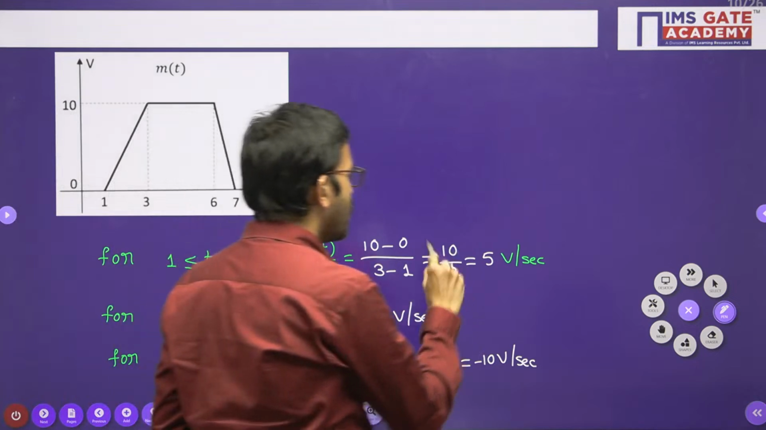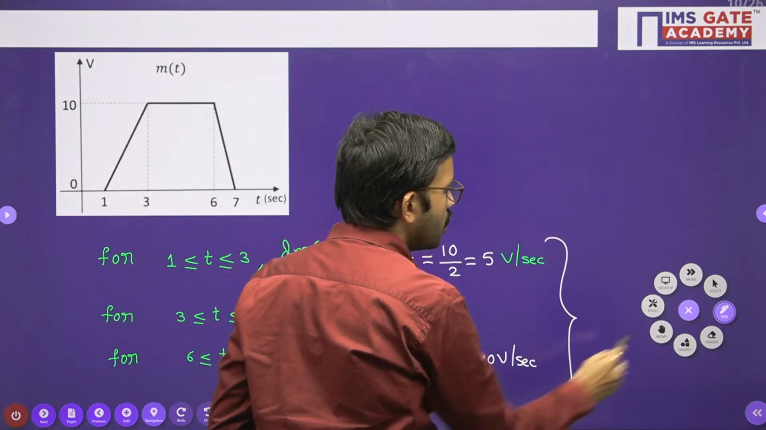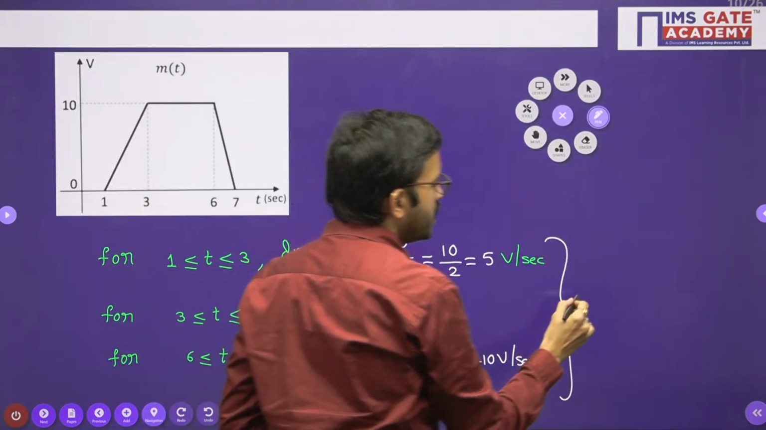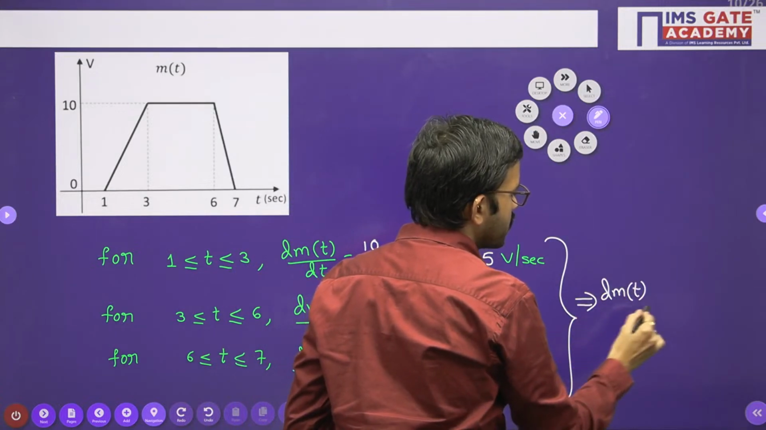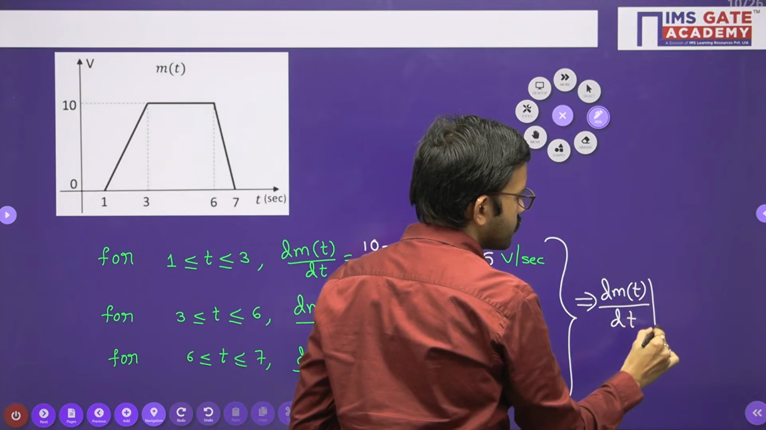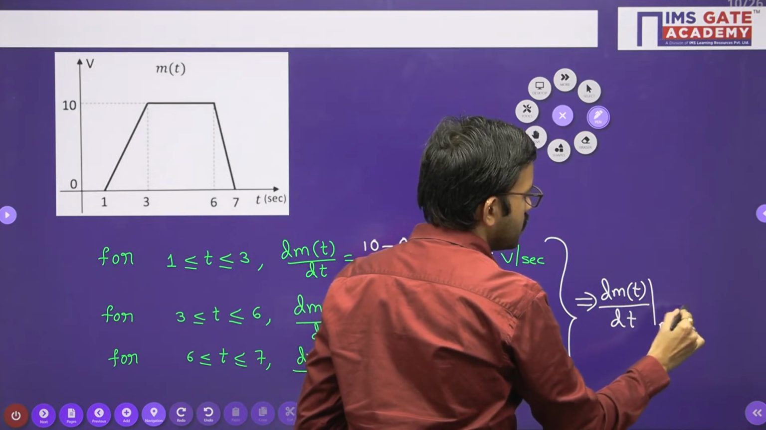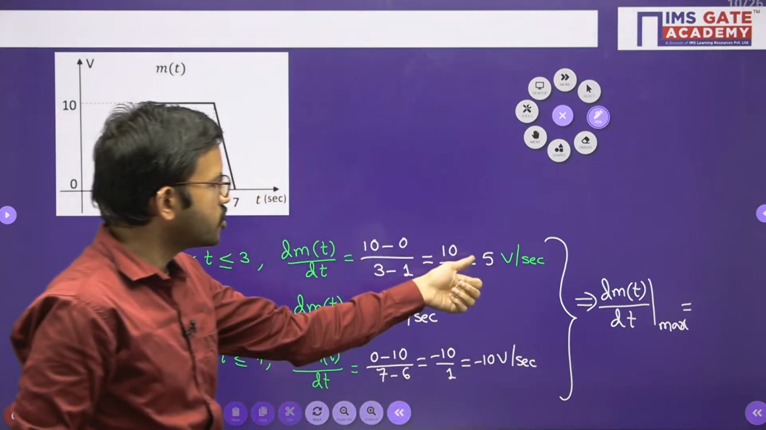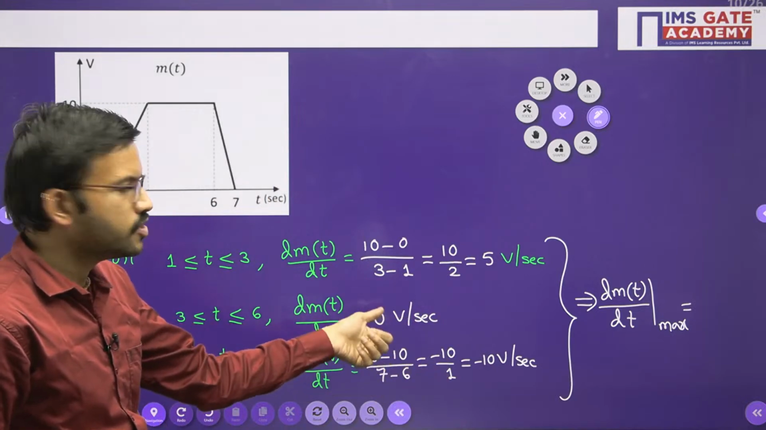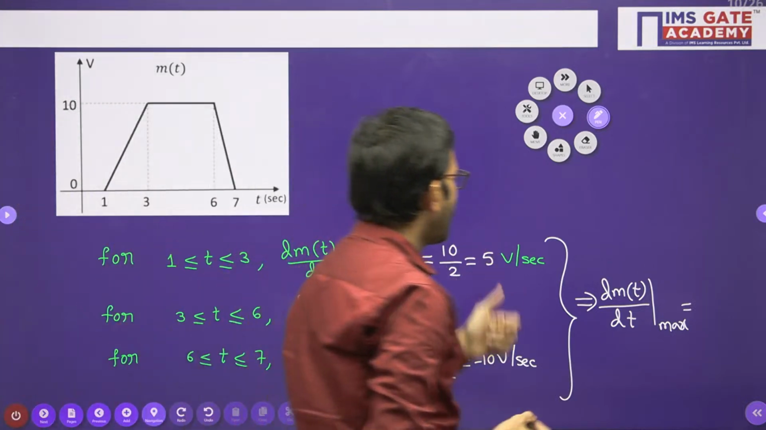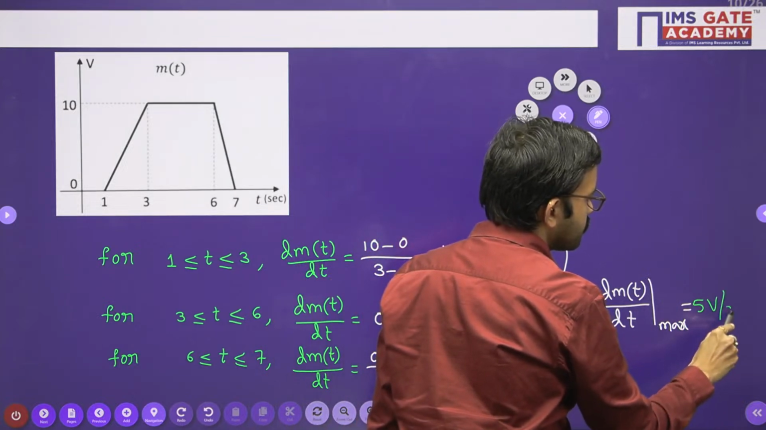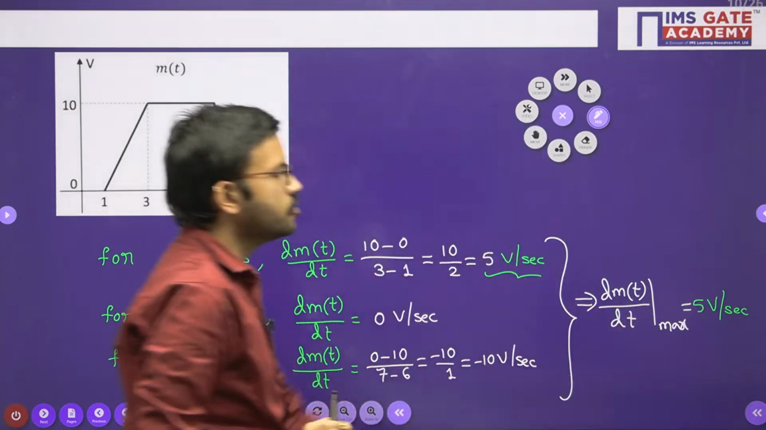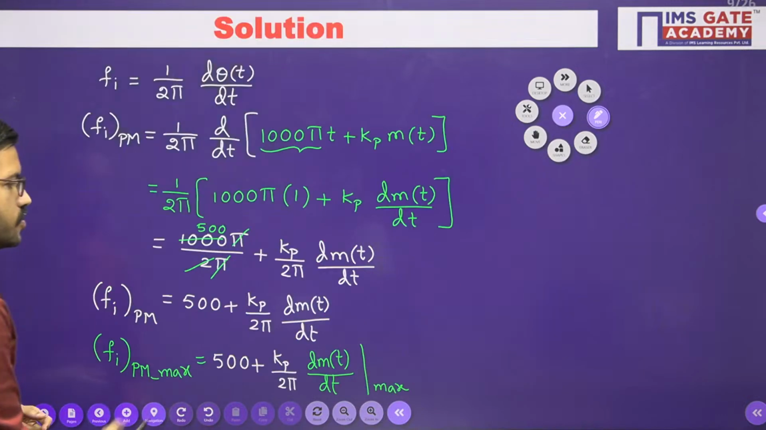So finally, among all of these, dm of t by dt max is nothing but you are having one positive value, one negative value, and other value is 0. So among all, obviously this is the maximum, so 5 volt per second. Now you can substitute this value in this particular equation.